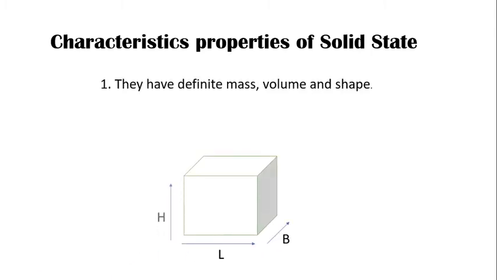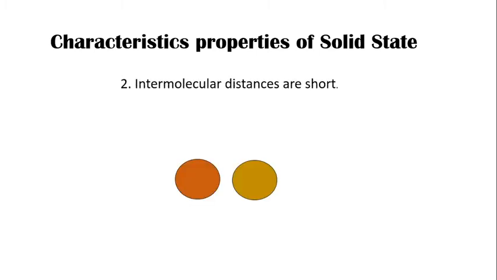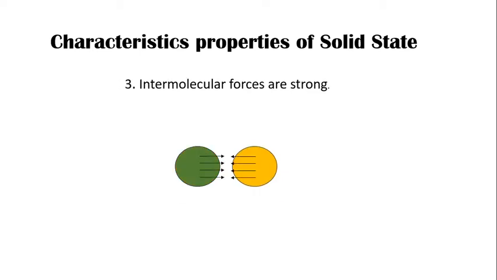Now we will see what the characteristic properties of the solid state are. Number one, they have definite mass, volume, and shape. We can see in the structure that it has a fixed height, length, and breadth. So a solid has a definite mass, volume, and shape. Number two, the intermolecular distances are very short. We can see that the molecules are very close to the other molecules. Number three, the intermolecular forces are very strong. In solids, the intermolecular forces are strong enough to hold the particles together very tightly.